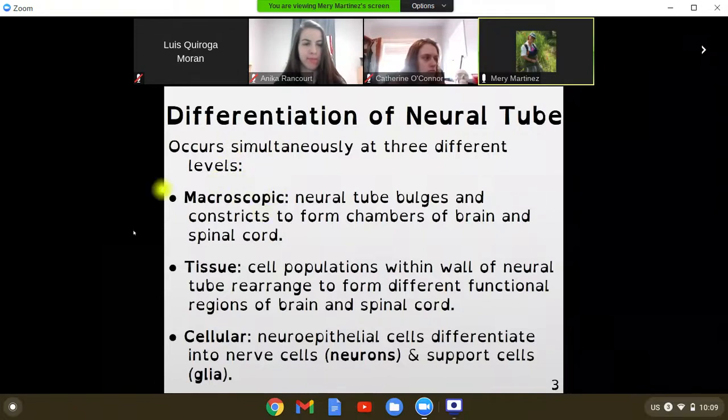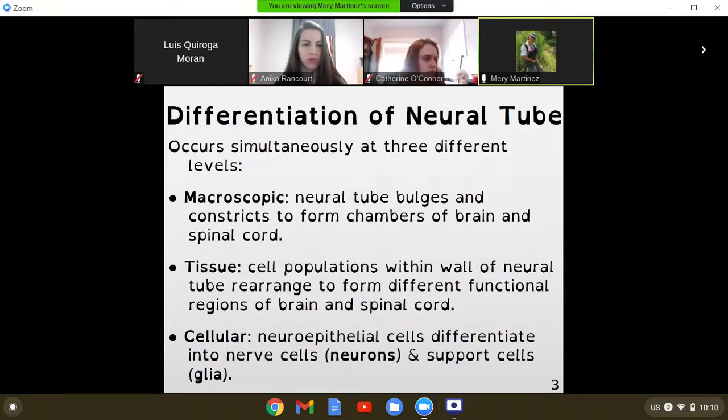One is microscopic, then we have tissue type differentiation, and then the cellular, because even though all of those are cells that belong to this system, the brain and the neural tube, they all have different functions. And the way they're created is not necessarily the same. So if we look microscopically, at the gross anatomical scale, the neural tube bulges and constricts in different sections to form the chambers of the brain and the spinal cord.